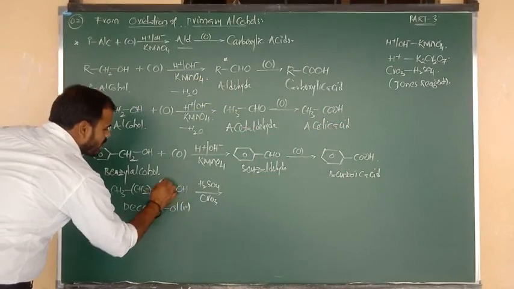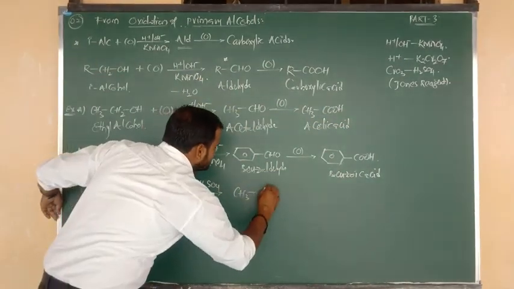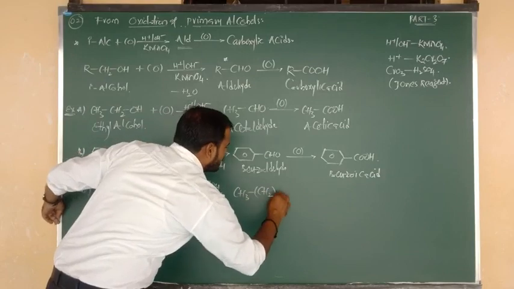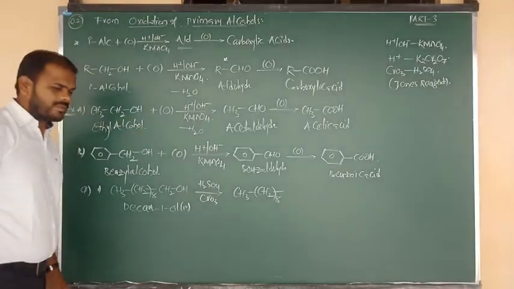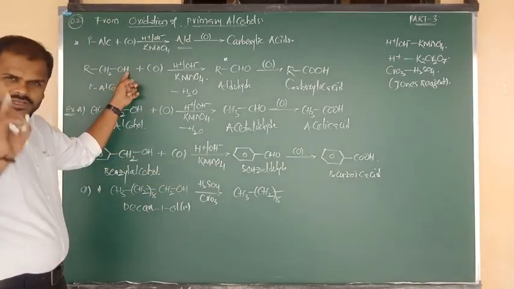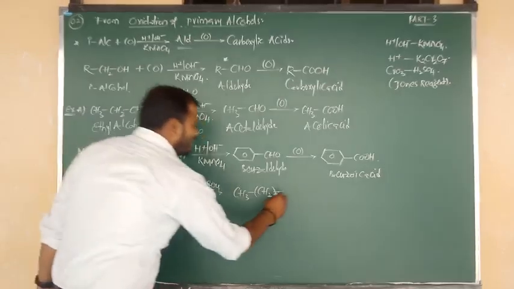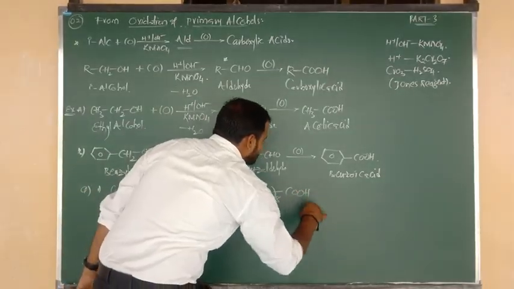Means the last carbon changes into COOH. So what will be your product here? CH3 bonded to CH2, CH2 taken 8. The last carbon is a primary alcoholic group, meaning CH2OH. That changes into what, Nana? COOH. Here also the same thing, it changes into COOH.